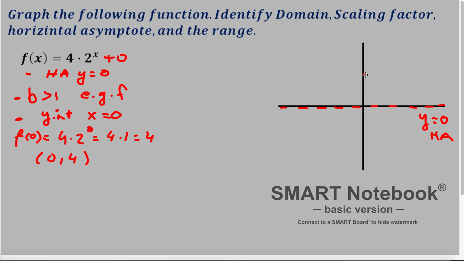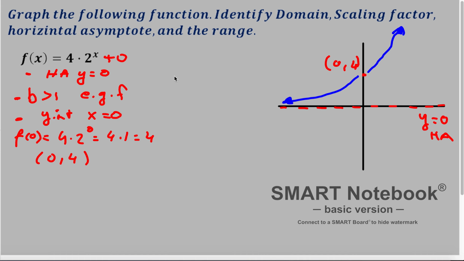So let's say here is a 4 somewhere. Okay, so this is (0, 4), the y-intercept. 4 is here, let's say. And the graph of the function is going to be something this way. Okay, so this is the graph of the function approximately.